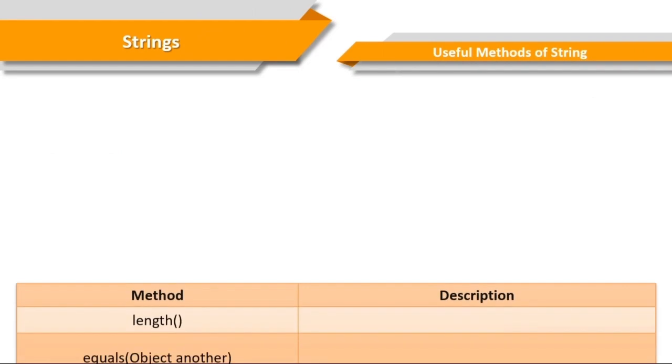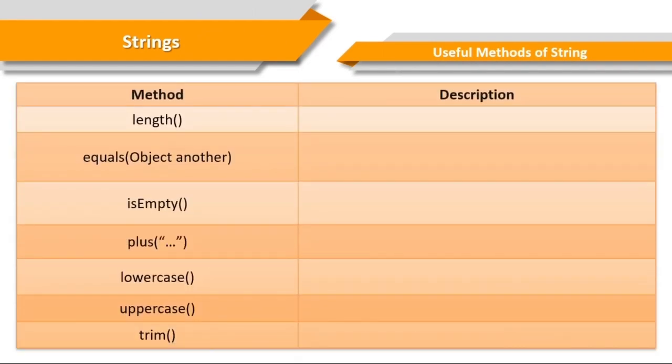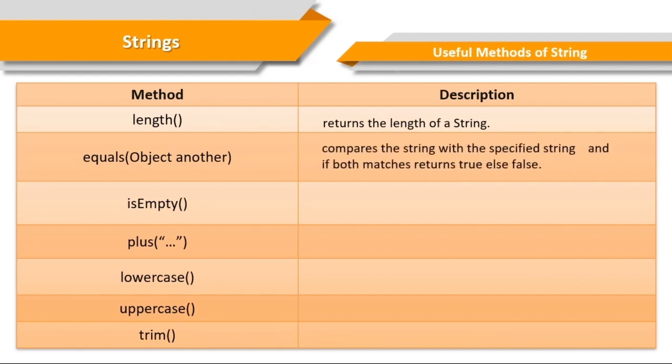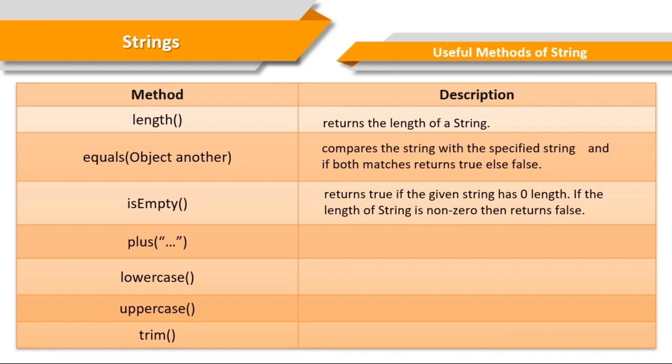The string class provides many useful methods to perform string operations. So have a look at the table. The length method returns the length of a string. It has no parameters. The equals method compares the string with a specified string and returns true if two string objects contain the same contents, else false. The isEmpty method returns true if the given string has 0 as its length. If the length of the string is non-zero, then it returns false.